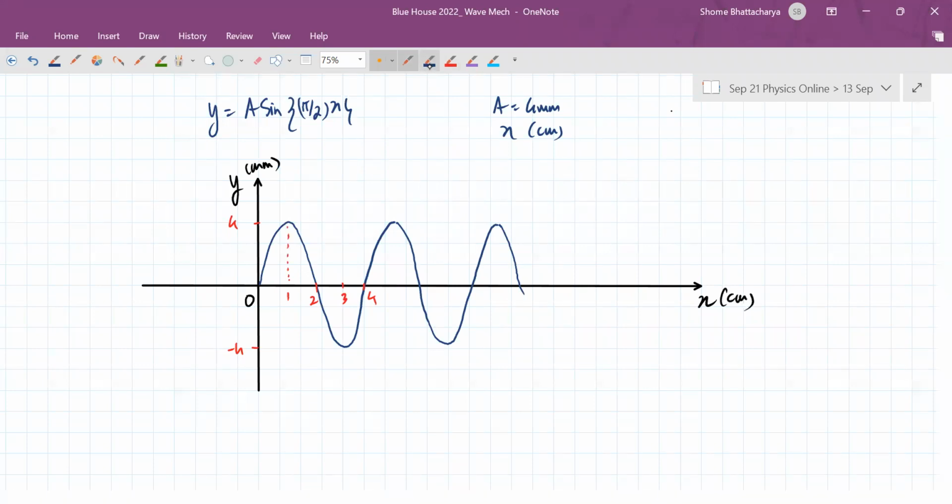Now I said I wanted to shift this by a distance of 2 centimeters. Shifting it by a distance of 2 centimeters means that I want to make the graph now like this. Of course this graph has a span on the negative side also, so let's also keep that into account.